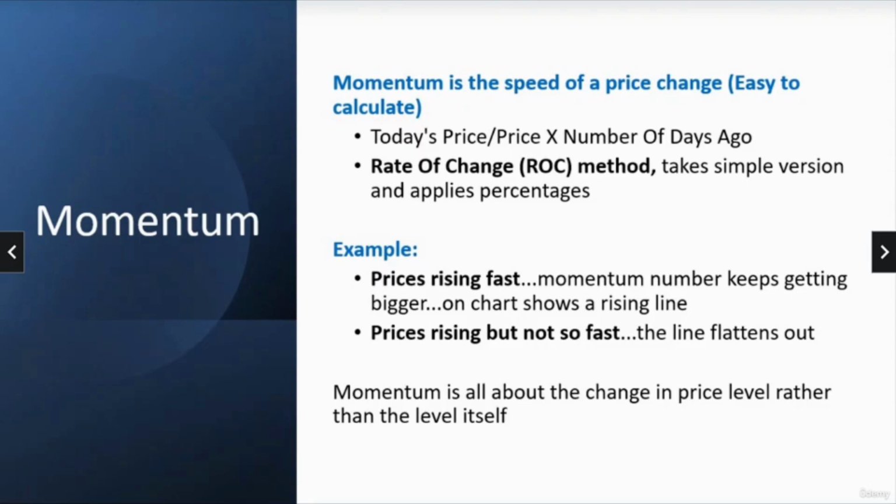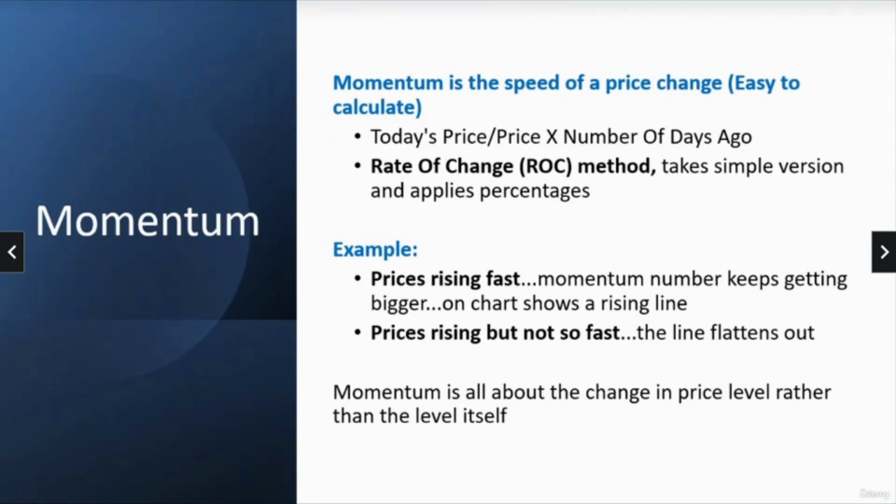So for example, if prices are rising fast, the momentum number that you can use as an indicator is going to keep getting bigger. And on a momentum chart, and we'll see some examples of that later in this section, it's going to show a rising line. If you see a rising line, that shows prices are rising fast. If the prices are rising, but not so fast, the line will start to flatten out. You're going to see that line not be as steep, as prices are rising but not that fast.